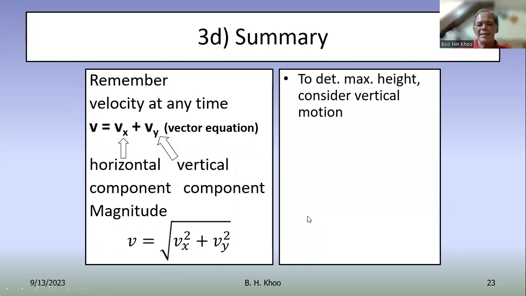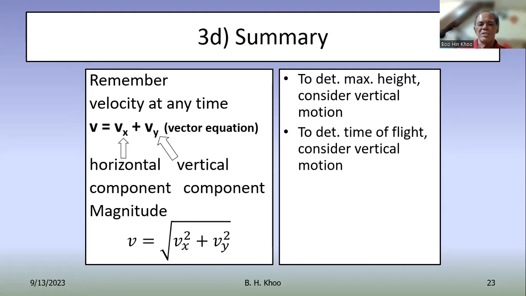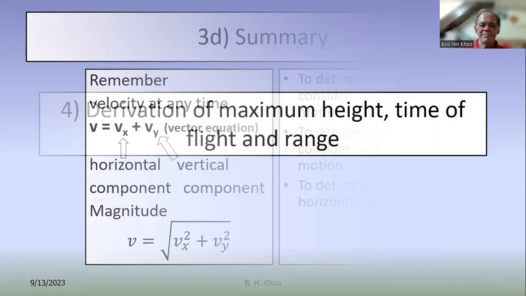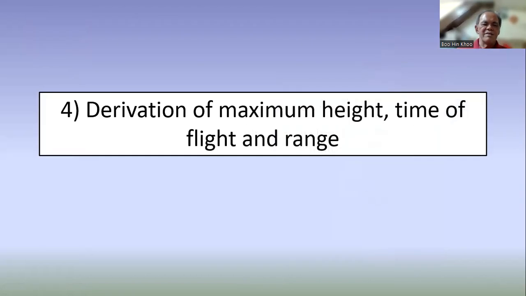To determine the maximum height, consider vertical motion. To determine the time of flight, consider vertical motion. To determine the range, consider horizontal motion. Okay, let's derive the equations: the derivation of maximum height, time of flight, and range.